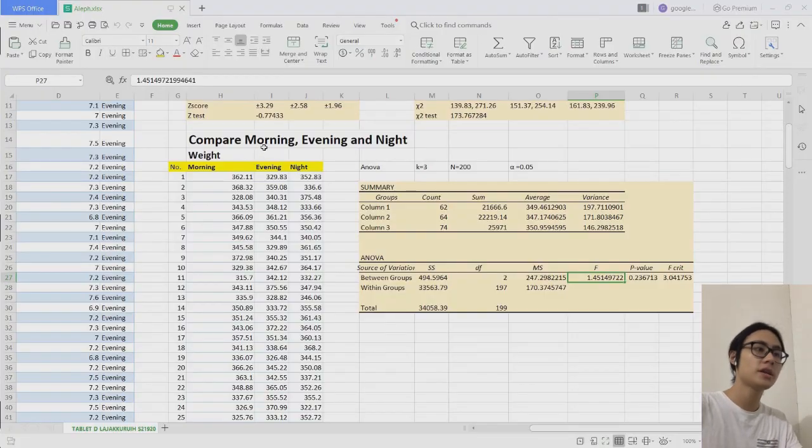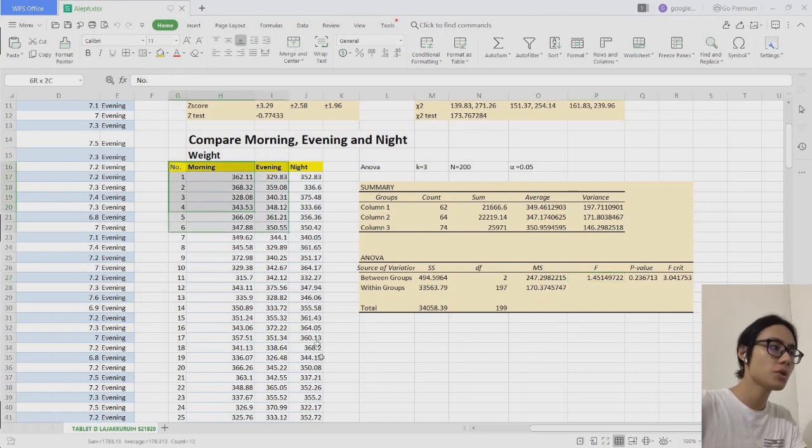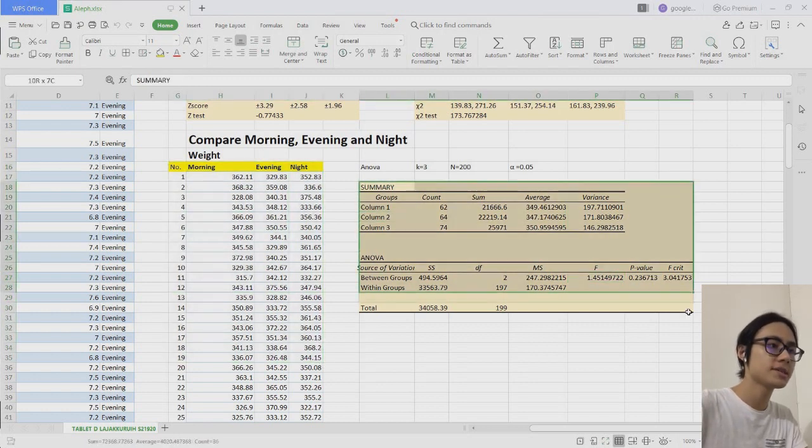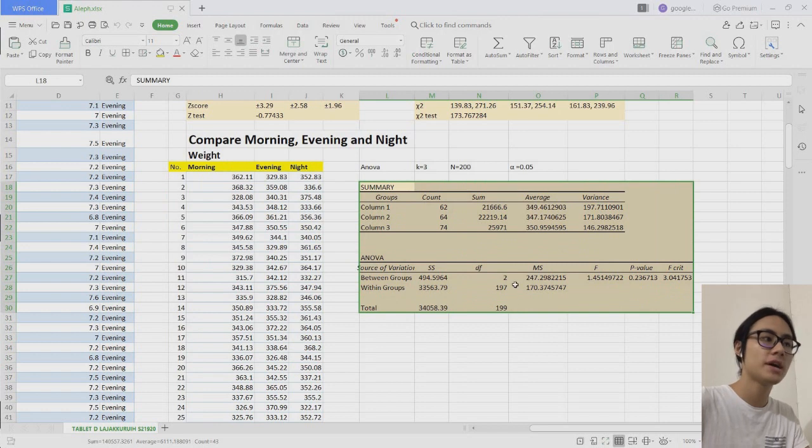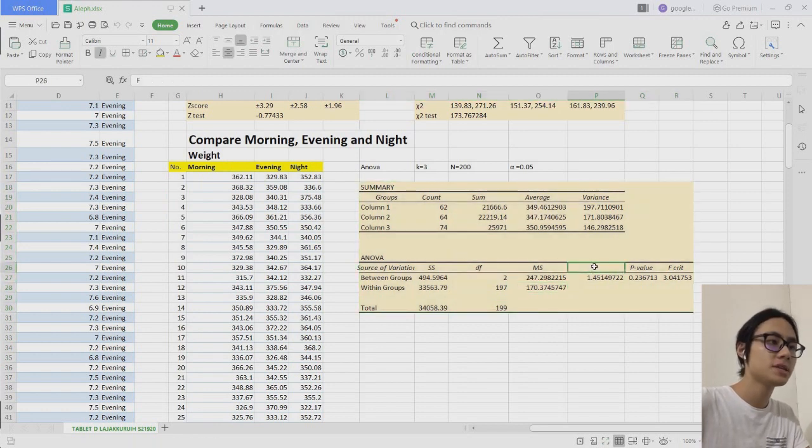Basically, we need to compare whether there is any significant difference between the morning, evening, and night shift weight. So we use this data and then we use the Excel formula to run a test called the ANOVA test. So basically this is the F test value and this is the F critical value. This is the P value.